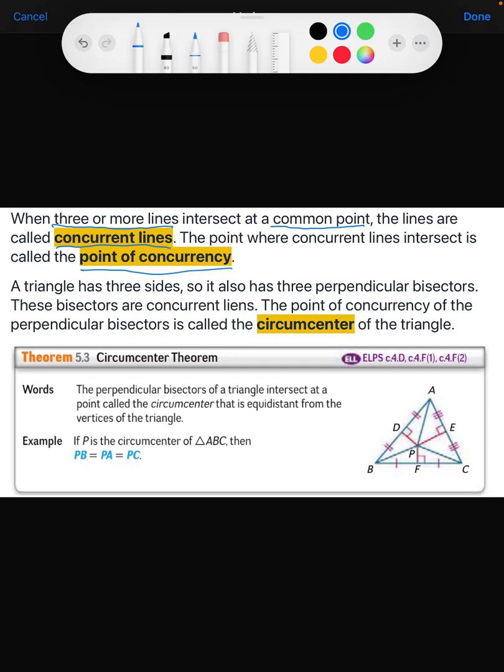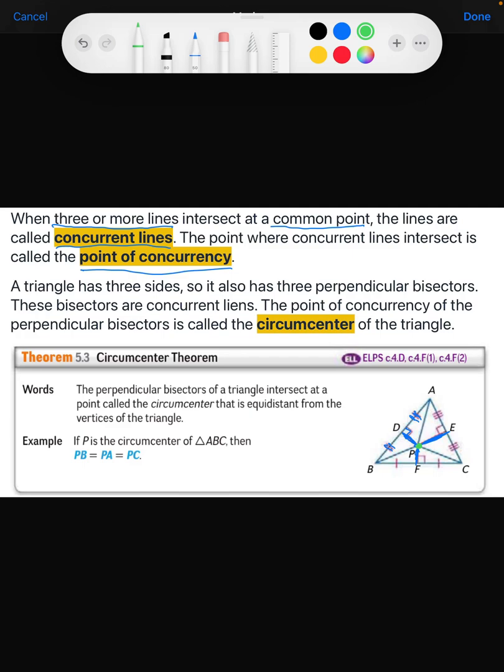So if we look at this triangle, we have three lines here that all intersect at point P. Now a triangle is special because it has three perpendicular bisectors that are concurrent lines. You can see these are perpendicular bisectors because they're perpendicular, and they separate the segment into two equal sides. The point of concurrency of the perpendicular bisectors is called a circumcenter. So for a triangle, our point of concurrency here at point P is going to be called a circumcenter.